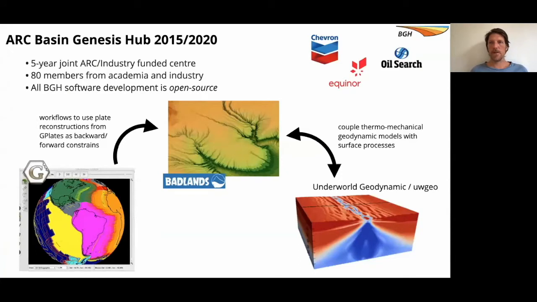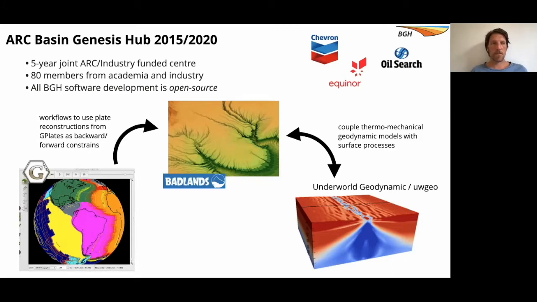So as you've already seen in previous talks, the tool has been developed in part through the Bayesian Genesis Hub funding in collaboration with our partners from academia and industry. As all of the other BGH software, Badlands is open source and has been initially used as an independent tool to understand source-to-sink system in different geological settings.